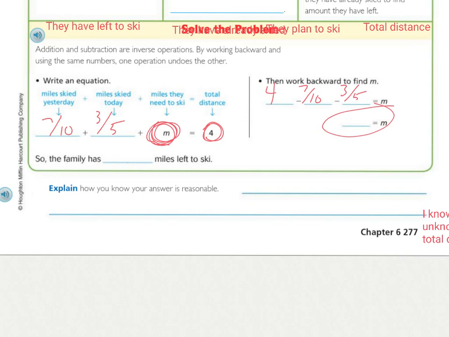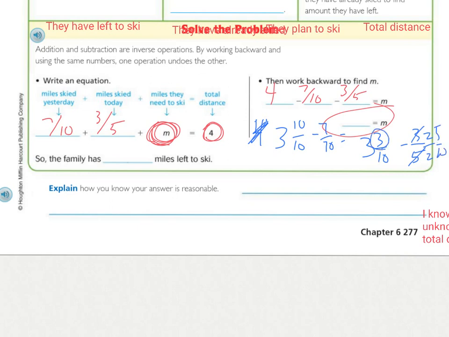Okay, so I have my whole number 4, and then I have the 7/10, but I've got no fractions. So if I borrow 1 away from here, and I make that be 3, remember when I take the 1 away, I can name it anything I want. So if I name it 10/10 minus the 7/10, then I get 3 and 3/10, and now I'm subtracting 3/5. I need to make my denominators the same. So if I multiply by 2/2, I get 5/10.